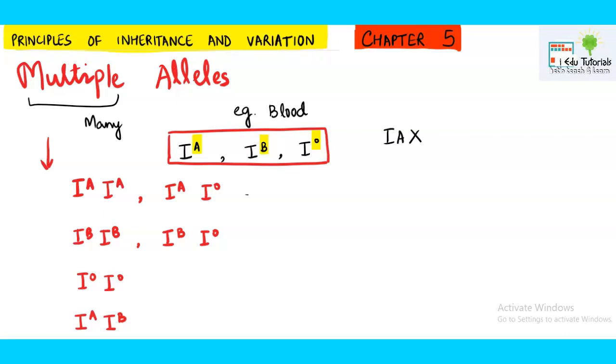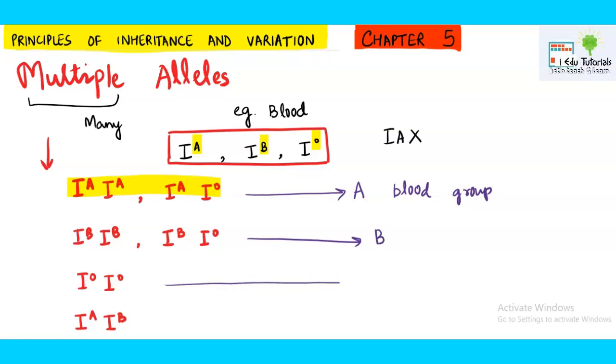Now the combinations which are written here at the top, they may give rise to the blood group. So the combinations here will give rise to blood group A. The combinations which are written here, IBIB and IBIO, will give rise to blood group B. This is the combination that will give rise to blood group O, and this is the combination at the end. This will give rise to blood group AB.